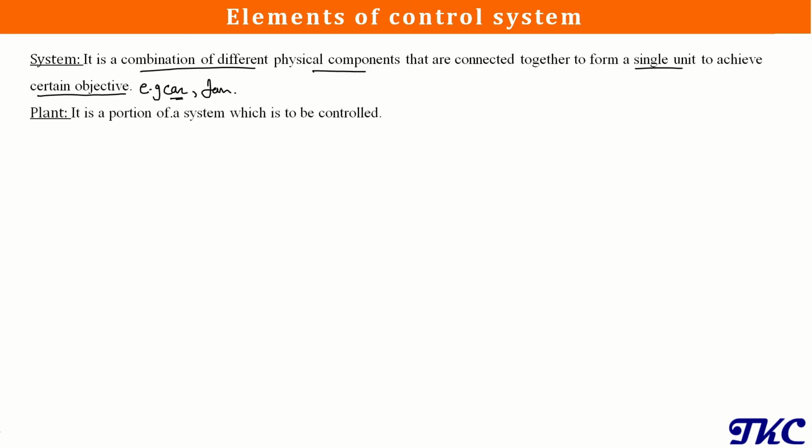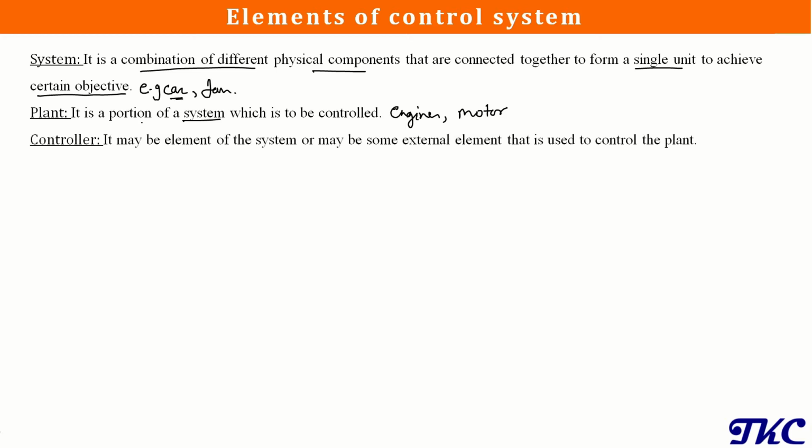Next is plant. So plant is a portion of a system which is to be controlled. In case of a car, if our aim is to achieve a speed, then our plant will be the engine, because we want to control how the engine behaves. Accordingly we will be achieving the required speed. So here in case of a car, the engine will be our plant, and similarly in case of a fan we will have the motor as our plant, because based on how the motor behaves, we will be able to achieve the required speed.